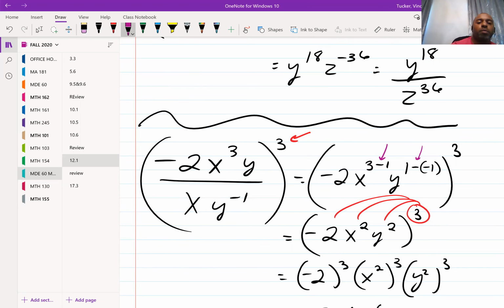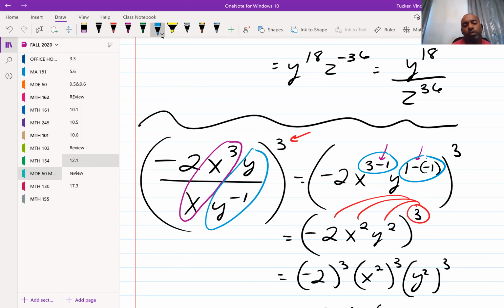All right, so the first part of this is to bring together what you can simplify. So in other words, we have x to the third and x. We have y and y to the negative first. So that's what's going on right here and right here. Don't forget, when it comes to division, that means we're going to subtract our exponents. So for x, that's 3 minus 1. For y, that's 1 minus negative 1. So that division sign says subtract your exponents. 3 minus 1 for x, 1 minus negative 1 for y.